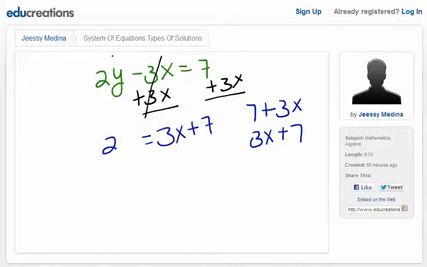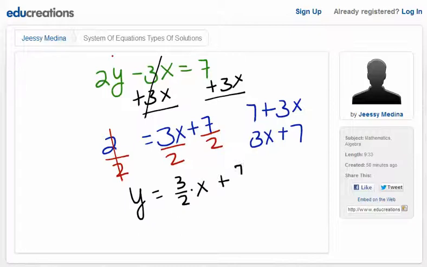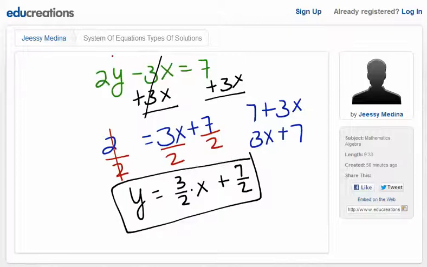Alright, we're not done yet. We have to get rid of the 2. So we have to divide by 2, but then we have to divide everything by 2. The 3x and the 7. Okay? These 2's cancel, and now we have y equals 3 halves times x plus 7 halves. Okay? The slope is this, and your y-intercept is this.